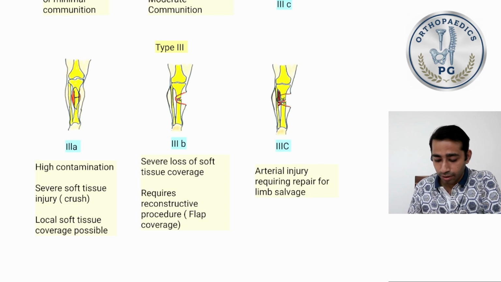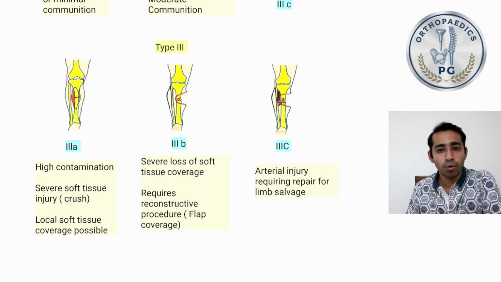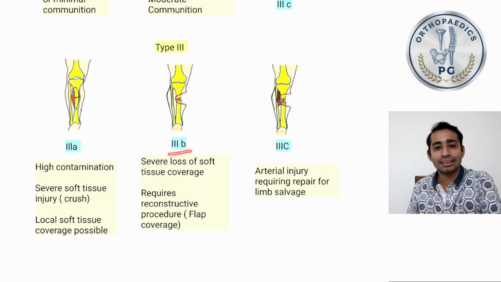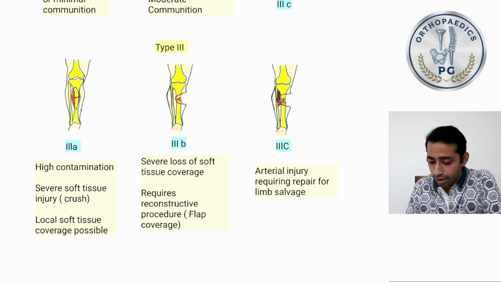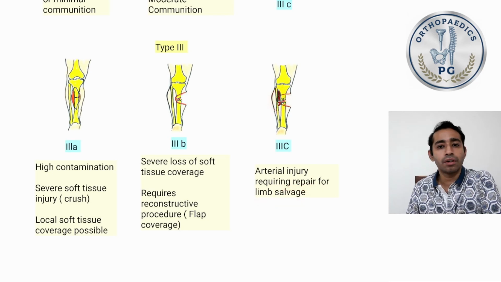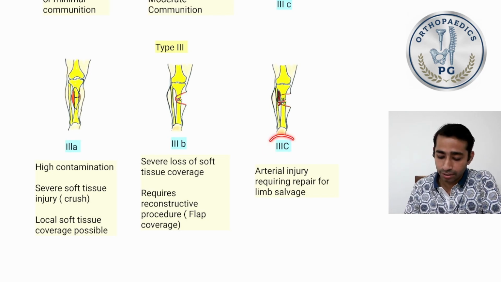In 3B, it requires some sort of reconstructive procedure like a free flap. So if you cannot do a local coverage and require some sort of reconstructive procedure like a free flap, it becomes 3B. 3C is an arterial injury which requires repair for limb salvage. So if the patient has an arterial injury which will require a repair for the limb to be salvaged, then it is classified as type 3C.